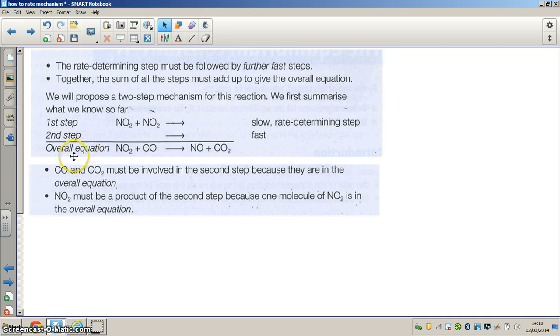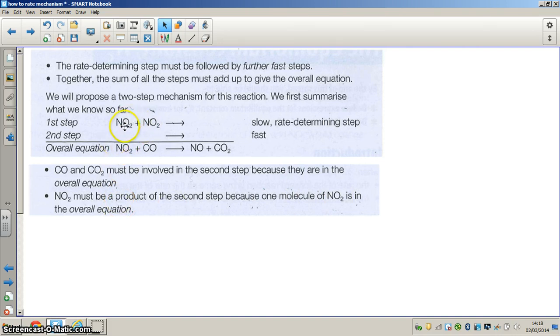And the first thing we can say is, well, carbon monoxide and carbon dioxide must be involved in the second step because they are in the overall equation. So we've got to have carbon monoxide here, and we've got to have carbon dioxide here. And what else can we say? Well, nitrogen dioxide must be a product of the second step because 1 molecule NO2 is in the overall equation.